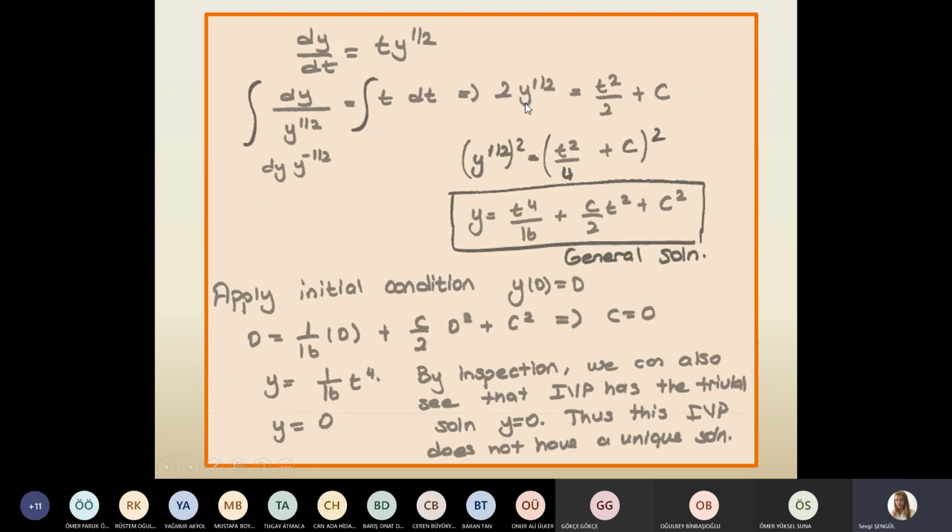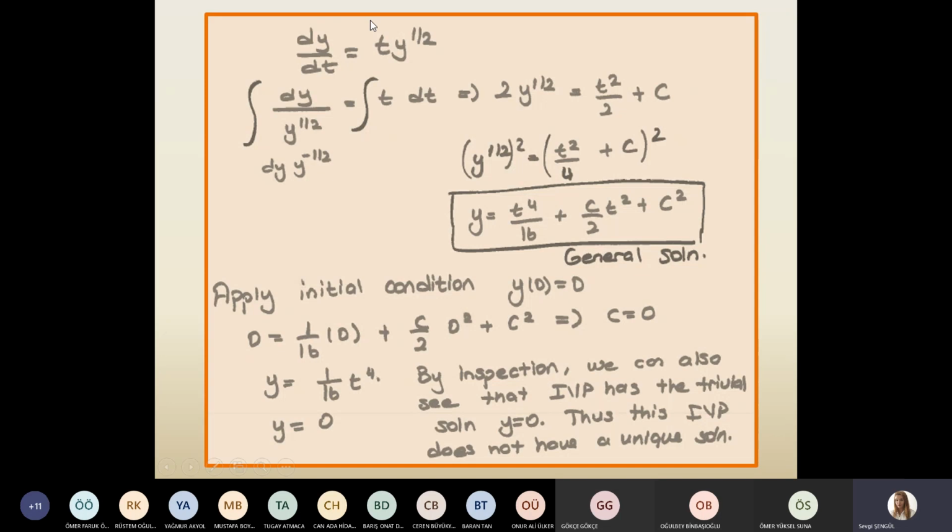And since you are trying to solve for y, if you take the square, once you divide by 2, this is what you will get as the solution. And once you apply the initial value, when t is 0, this is 0, this is c squared, which means c is 0. And so this is your solution. And you can see here that y equals 0 is also a solution when c is 0. So you can see that there is more than one solution. So as the theorem says, no, you cannot guarantee. And as you can see, there is more than one solution for this initial value problem.